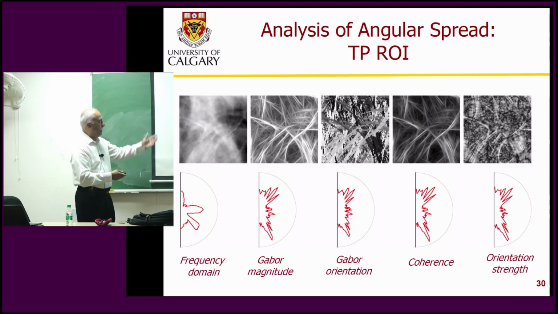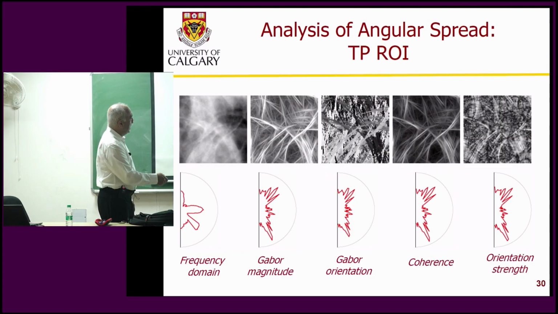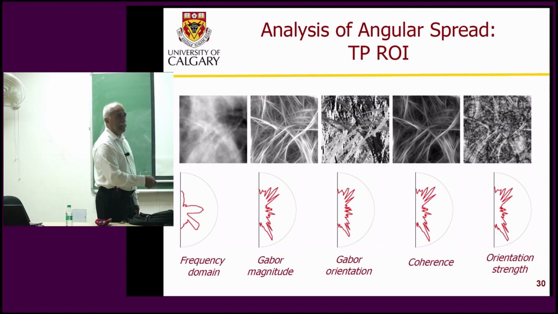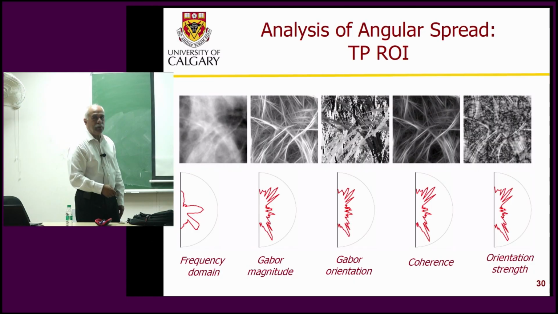Simply plotting. If you take the Gabor magnitude again, you get this. There are these spicules at these angles. Take the Gabor orientation and do a similar Rose diagram. Coherence, the strength of the oriented patterns. I described coherence earlier. And orientation strength is another measure that we computed. All of these show a certain distribution.